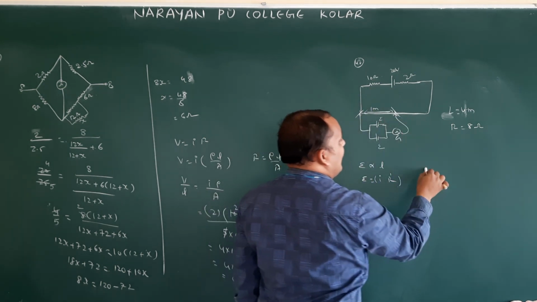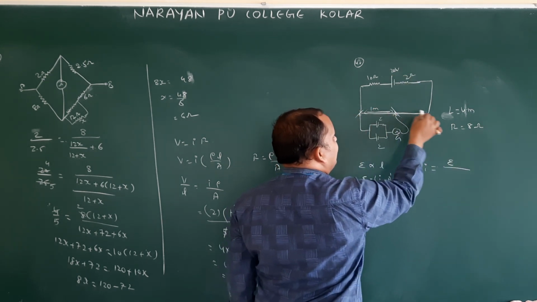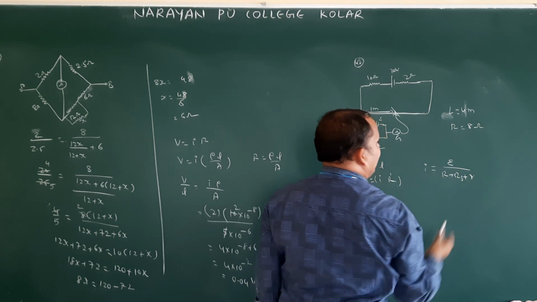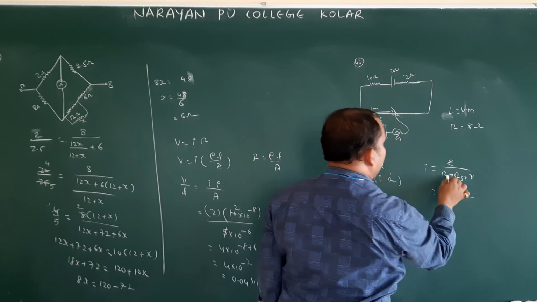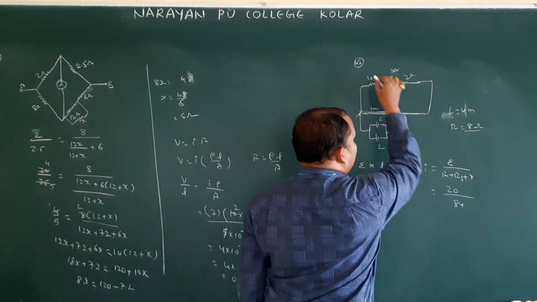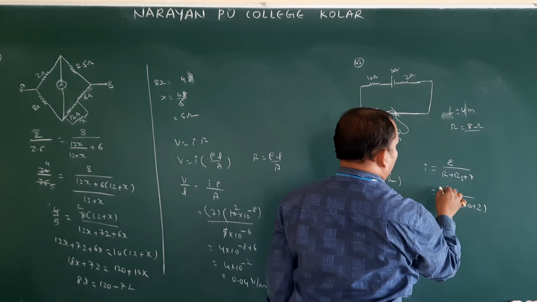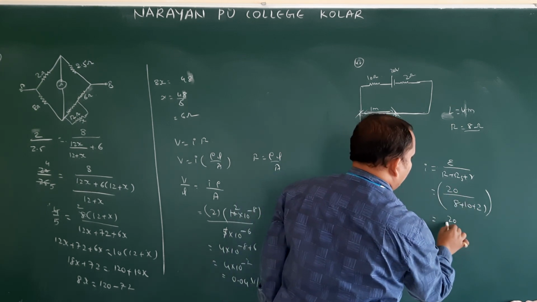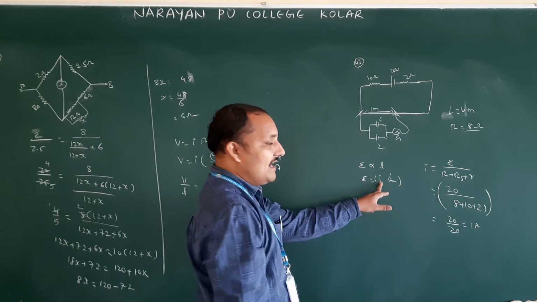That is nothing but I is equal to EMF by resistance of this wire R plus series resistance plus internal resistance. What is the EMF here? 20, divided by resistance of this wire, how much? 8, plus series resistance, how much? 10. Here internal resistance, how much? 2. So this is nothing but current. So 20 by 20. This is 1 amp. I value is 1 amp.